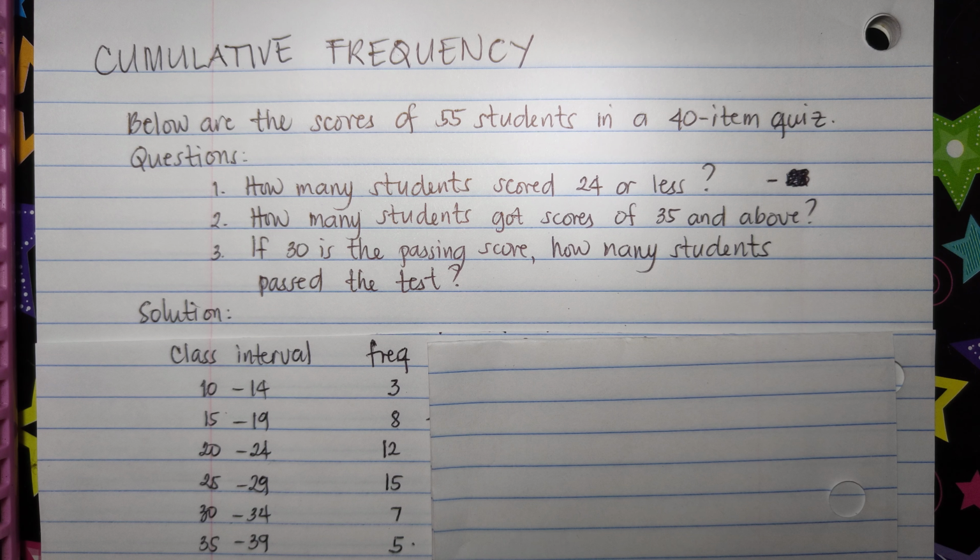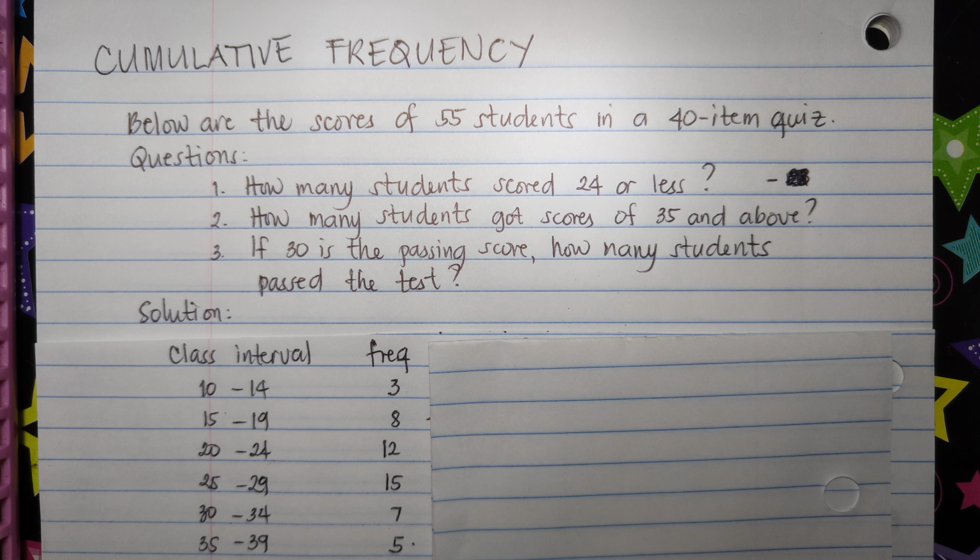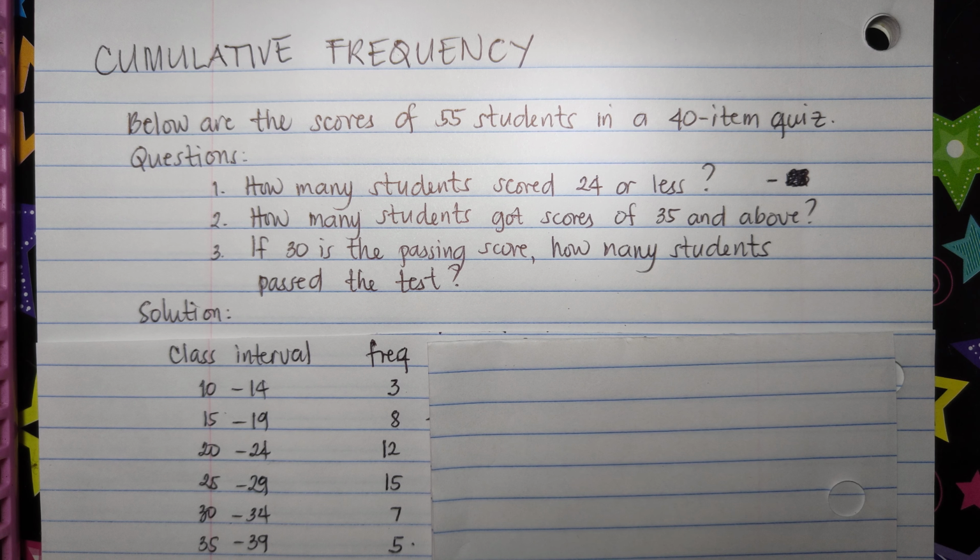Okay, so we have here cumulative frequency. Below are the scores of 55 students in a 40-item quiz. Questions. Number 1. How many students scored 24 or less? Question number 2. How many students got scores of 35 and above? Question number 3. If 30 is the passing score, how many students passed the test?